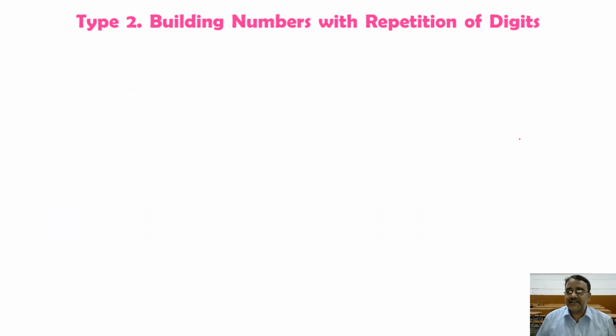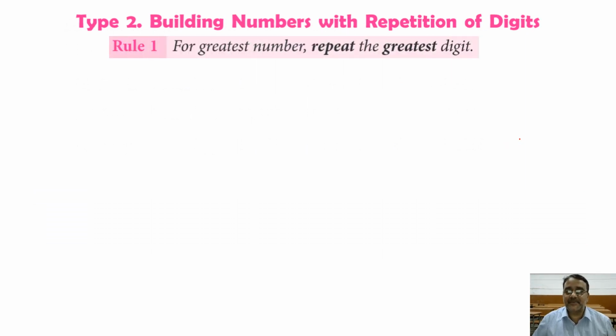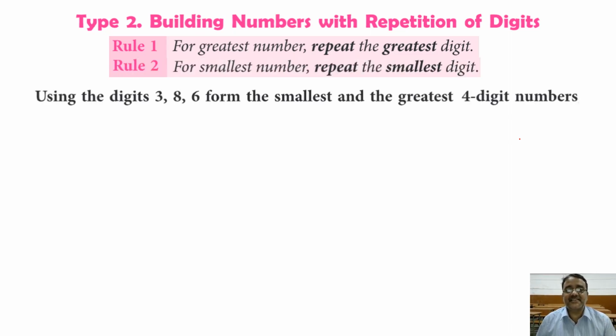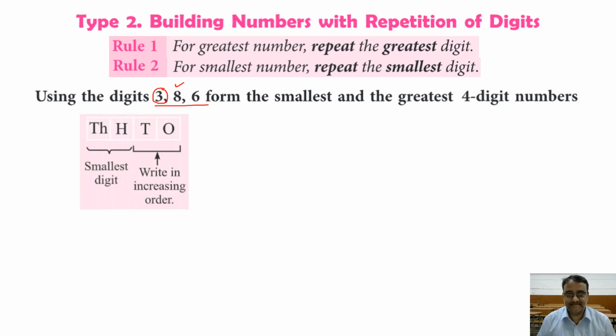Now we will see the second type of question, with repetition. Building numbers with repetition of digits. For the greatest number, repeat the greatest digit, and for the smallest number, repeat the smallest digit. See, using the digits 3, 8, 6, form the smallest and greatest 4-digit number. Which is the greatest digit here? 8. So we have to repeat 8 two times: 8, 8, 6, 3. And 3 is the smallest digit, so we have to repeat the smallest digit two times: 3, 3, 6, 8.